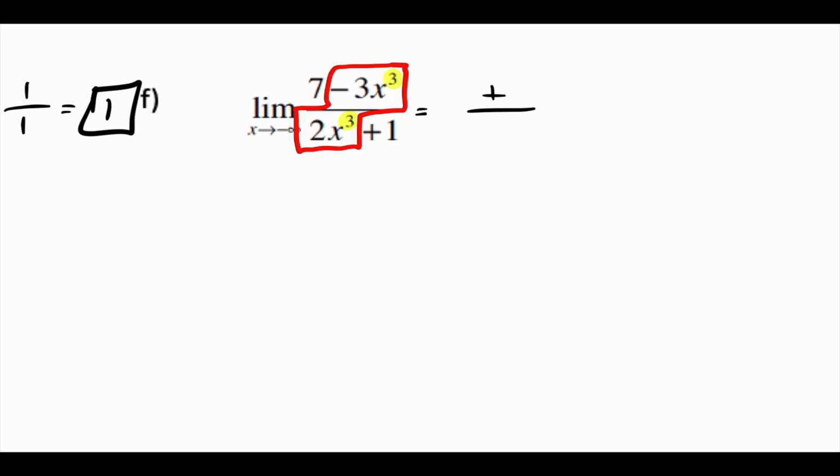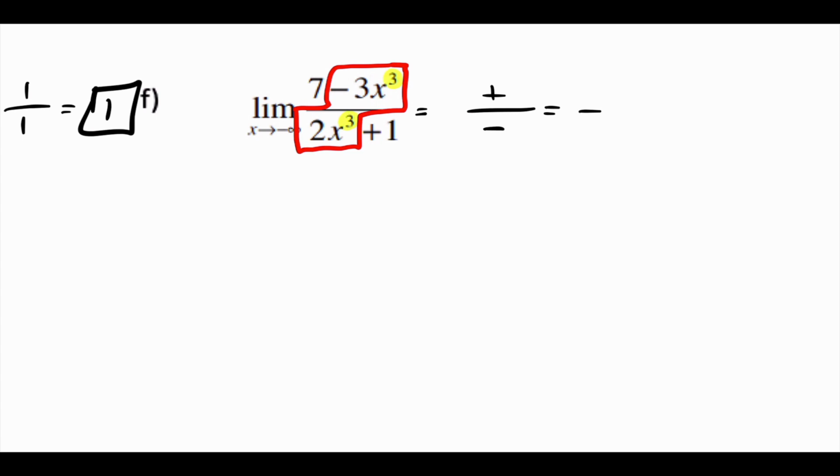Do the same thing on the bottom. If I was to plug in a really, really big negative number on the bottom, just inside the red, would I get a positive answer or a negative answer? Negative answer, because cubing it doesn't change the sign. So it would still be negative, times 2 would still be negative. So what type of answer am I going to get? I'm going to get a negative answer.